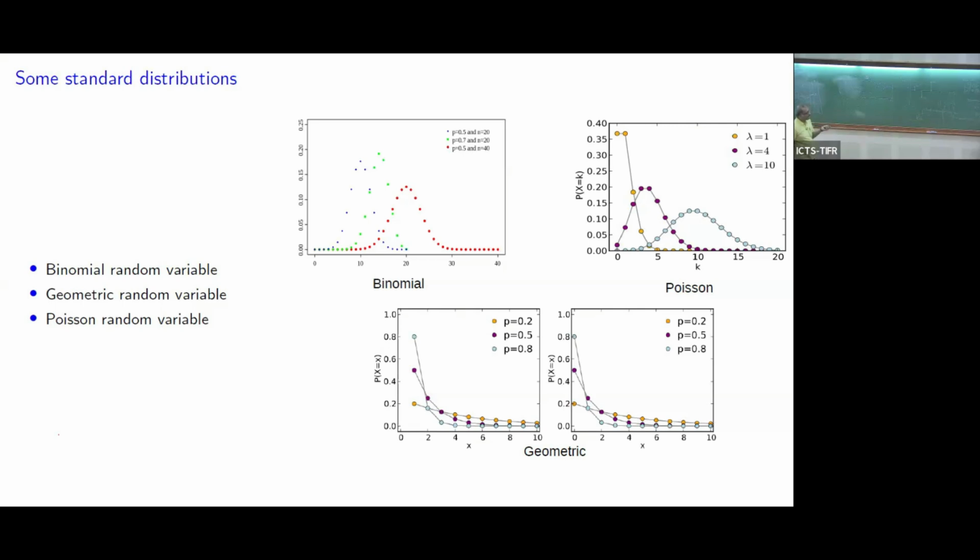Here I have listed just two others, geometric and Poisson. If you plot these PMF values as a function of the value that the random variable can take, these are typical examples of how the distributions look.